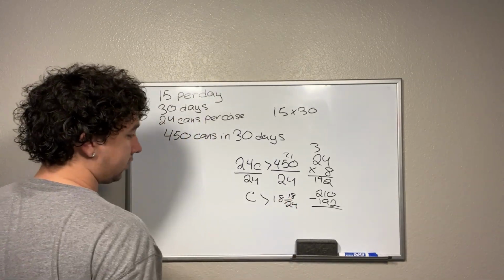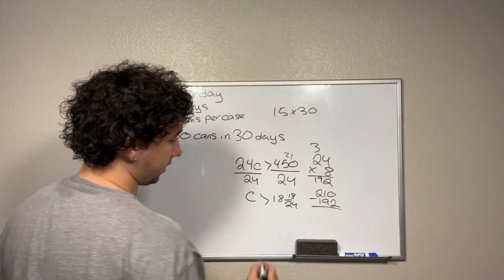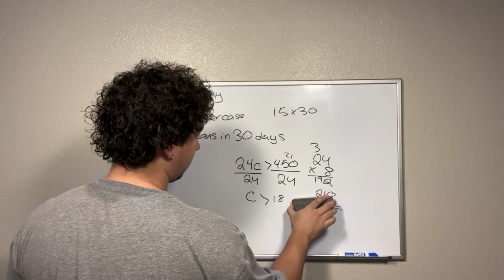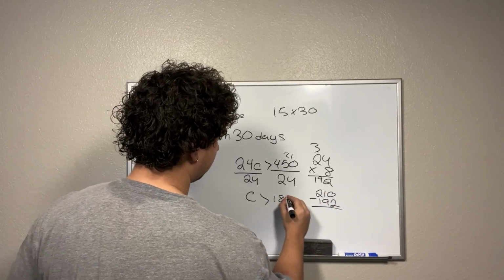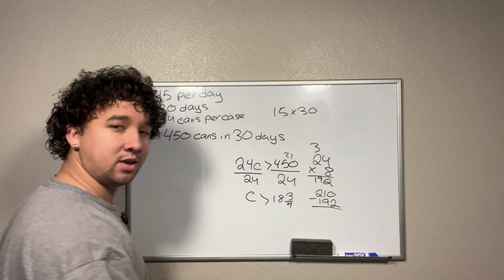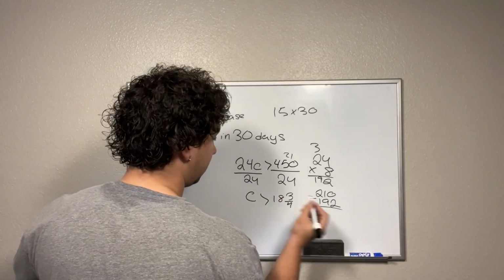Then I can reduce here. I'm noticing that these are both divisible by 6. So 18 divided by 6 is 3, 24 divided by 6 is 4. So 18 3/4. But we don't do fractions in dollars. So 3/4 as a decimal is 0.75.